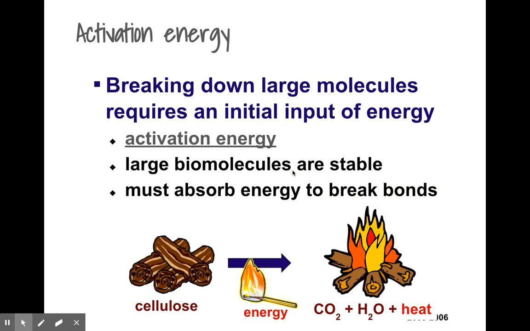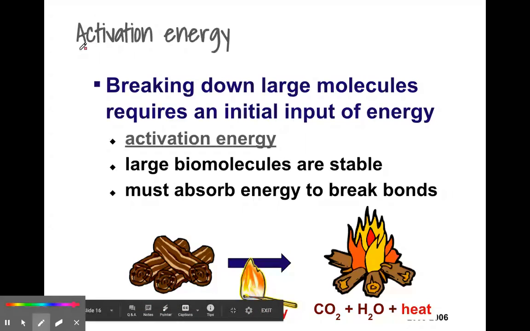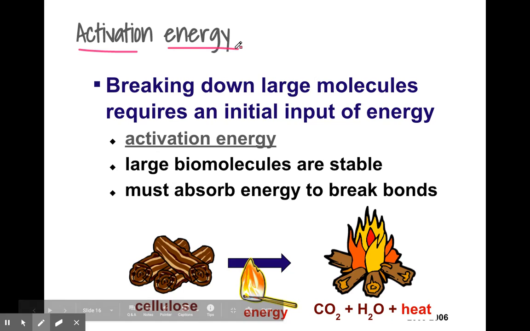In order for us to get energy, we have to give up some energy. And this is known as activation energy. Please make sure that you highlight this term, activation energy. This is a term that you're going to have to know. Activation energy means breaking down large molecules requires an initial input of some energy. Large biomolecules are stable. They must absorb energy to break the bonds.